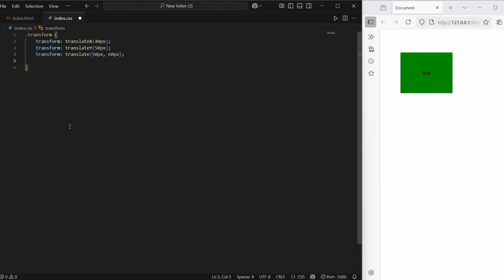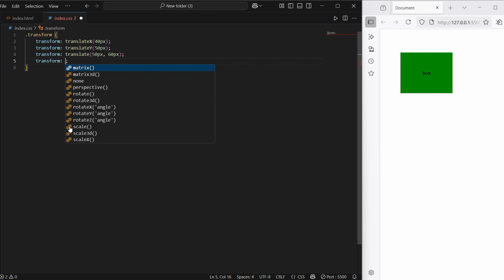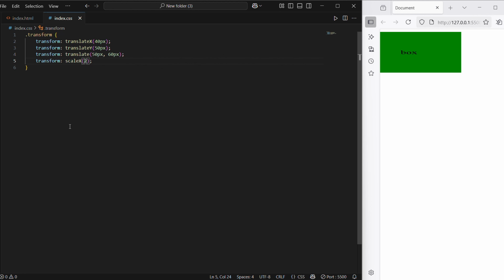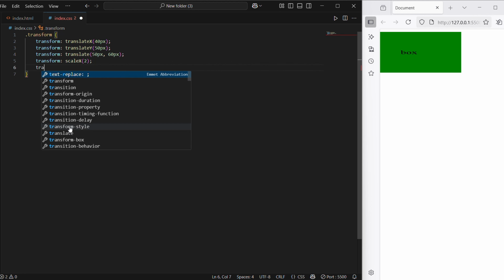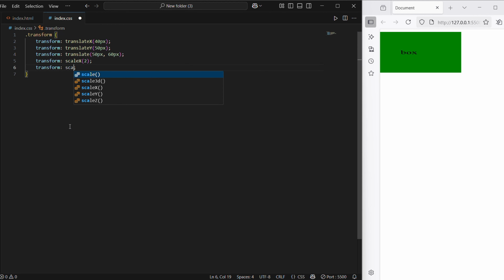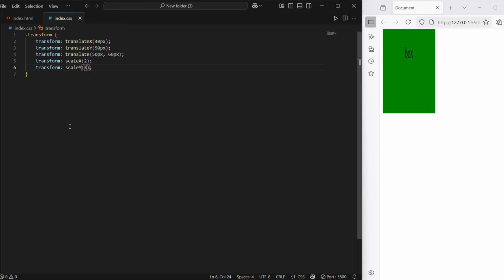The second thing is scale. By scale, you can make your element bigger or smaller. Transform scaleX, for example, 2. Transform scaleY 1, like this. Or you can do it 3, like this.